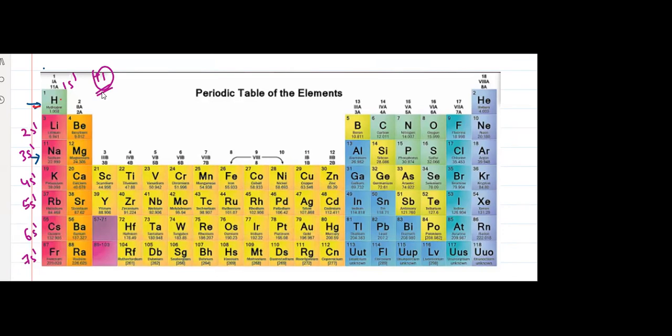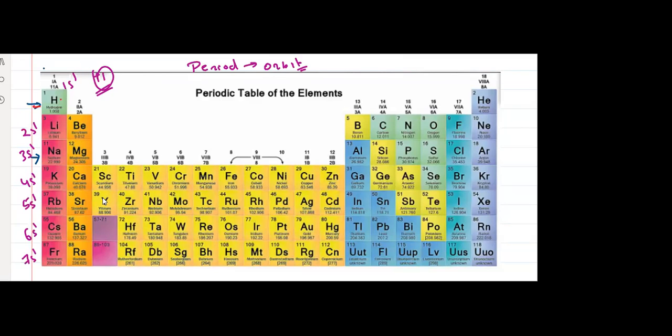Sir, I didn't understand the way you wrote 3s1. What does 3 mean in that? 3 means third orbit. See, period means orbit. Period is the orbit number. So first period is first orbit, second period is second orbit, third period is third orbit, fourth period is fourth orbit. If we are writing the name of that orbit, like s, then why are we putting the orbit number? S is not an orbit, s is a suborbit, right?